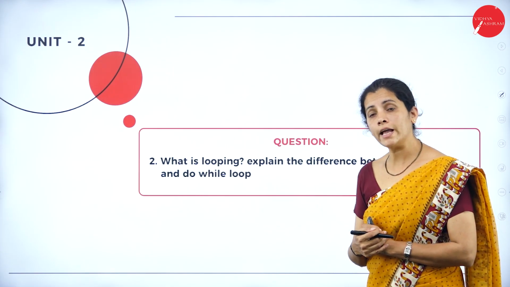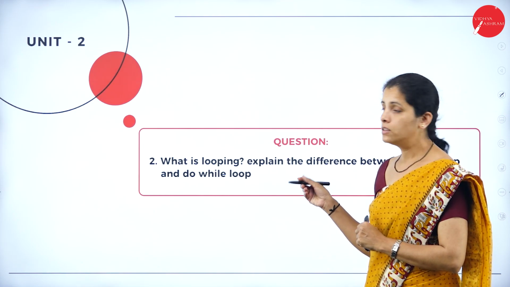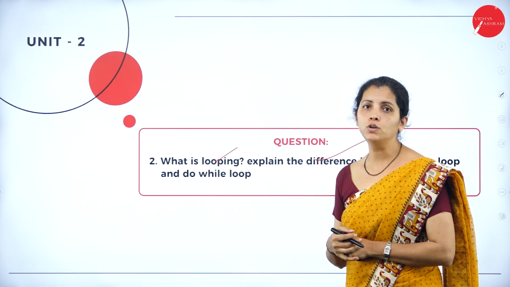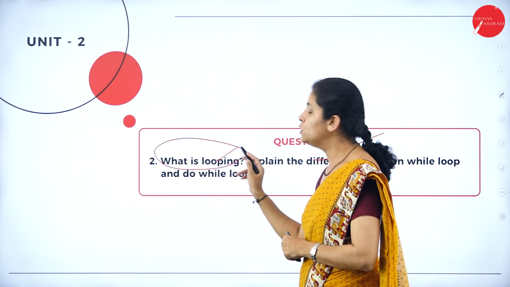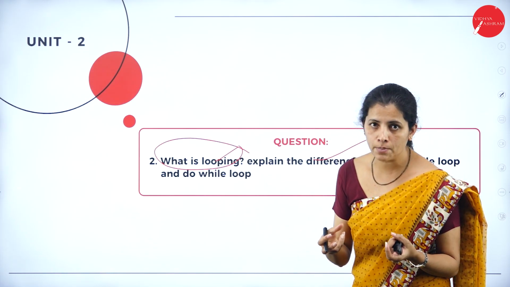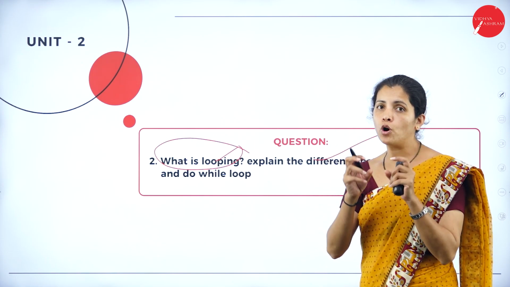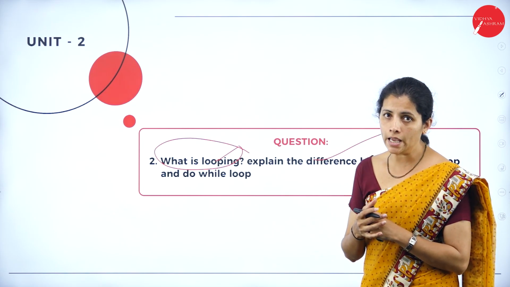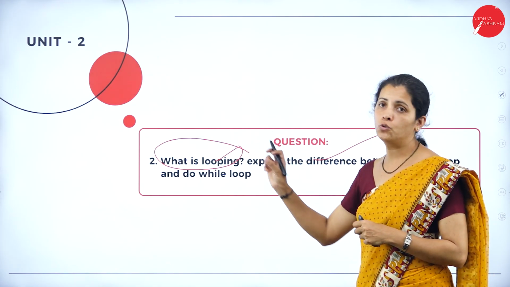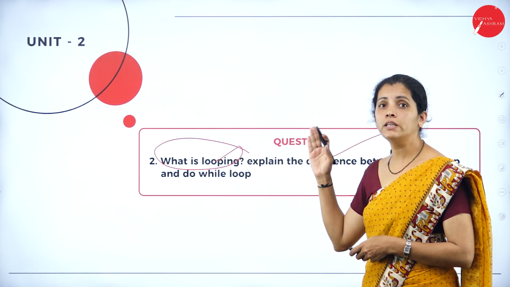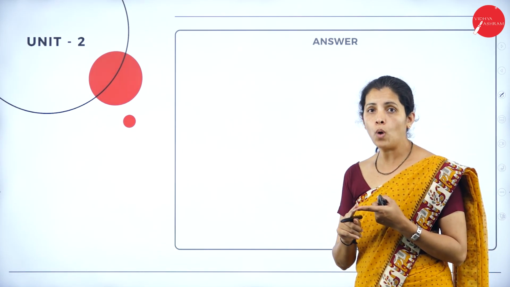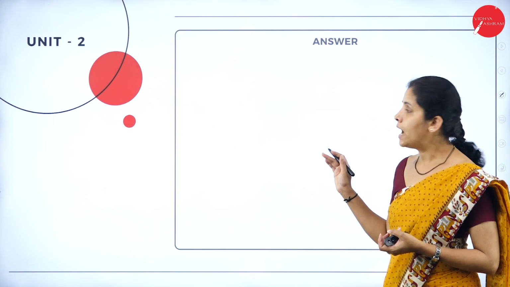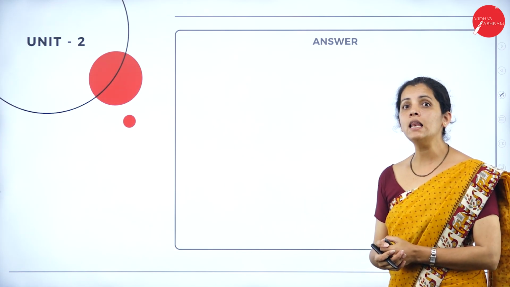Now, if I consider the second very important question, that is, what is looping? Explain the difference between while loop and do while loop. So, what is looping? Looping is nothing but the repetition of statements. There are certain times I just want to repeat the same code or same statement again and again. At that time, I am going to use looping. And if I consider looping, I have three kinds of looping: while, do while, and for loop. According to this question, I want to write the difference between while and do while.